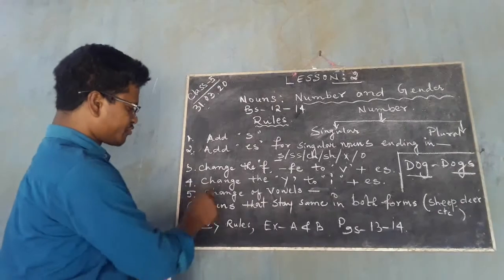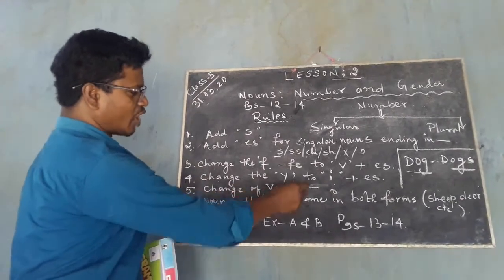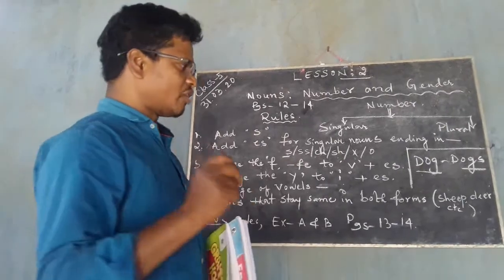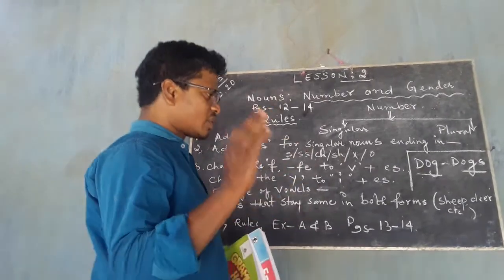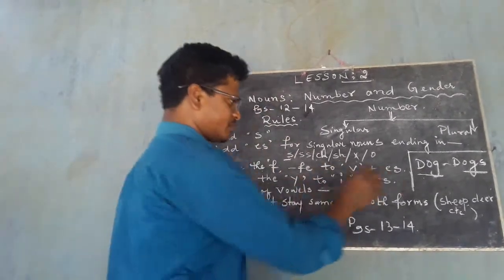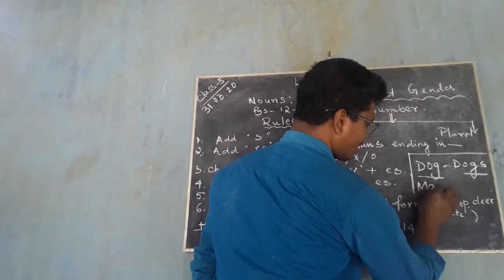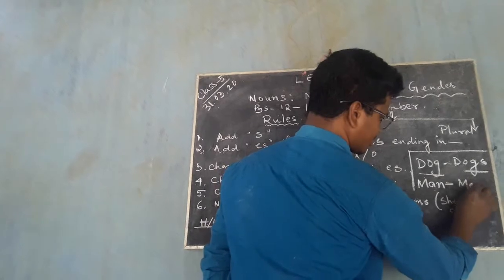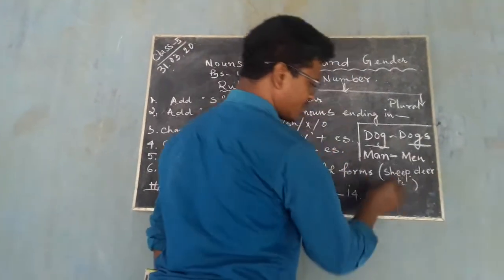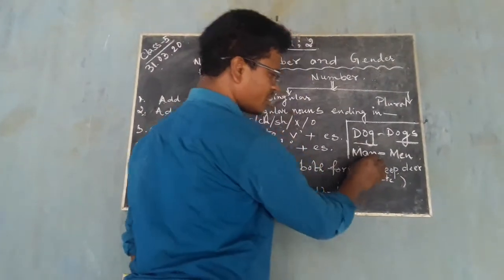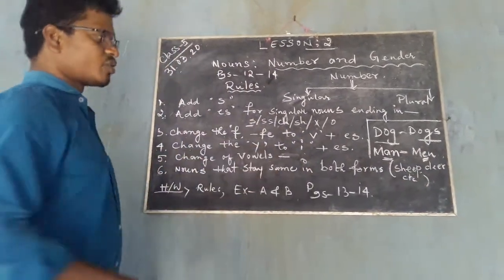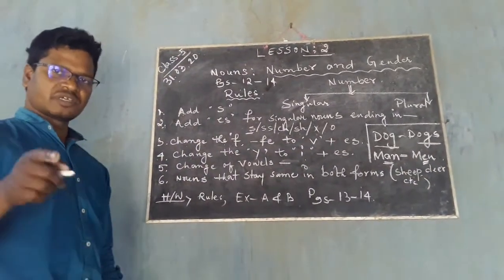Now we have got the fifth one, change of vowels. There will be a change only in the vowel. So for example, I would like to show you just one. M-A-N. When we change it, it becomes men. So only what is changing? Only the vowels are changing. So these are also known as the irregular nouns.